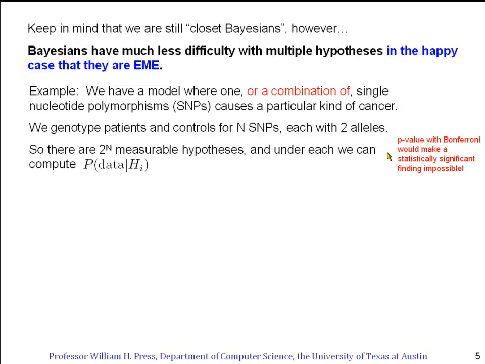Notice that the number of hypotheses is so large that if we tried to do a Bonferroni correction on this, we would never be able to get enough significance. Because if n is even as large as 20, then 2 to the 20 is 1,000,000, and we can't possibly get a significance level less than 5% divided by 1,000,000.